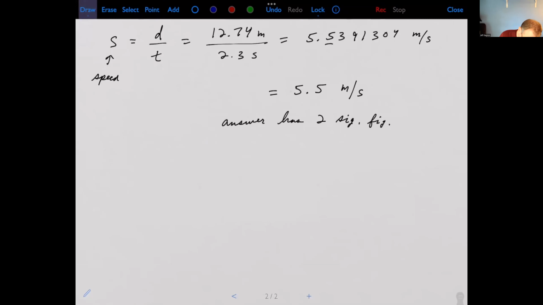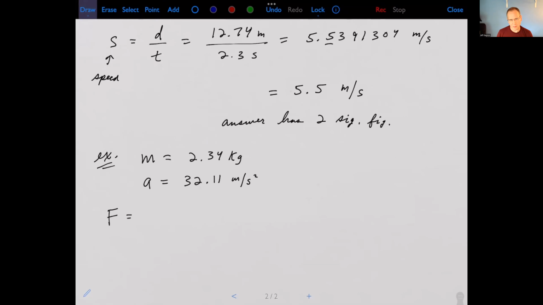let's say that I'm given the mass, which I'll write as m, of an object to be 2.34 kilograms, and I'm given the acceleration of the object to be 32.11 meters per second squared. And I want to compute the net force acting on the object. I'll just call the net force F.